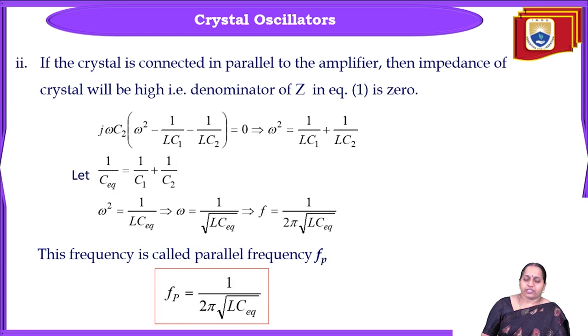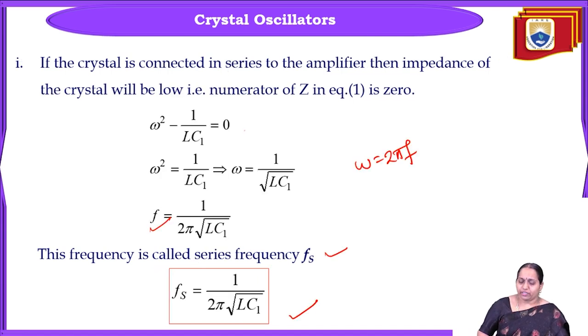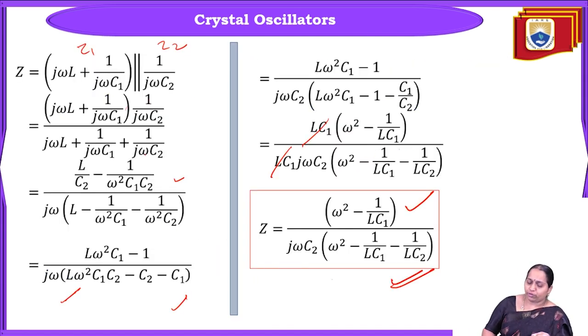Okay. Next we shall see, if the crystal is connected in parallel to the amplifier, then the impedance of the crystal will be quite high, assuming it to be infinite. It is possible when the denominator of the impedance is 0, because something divided by 0 gives you a large value, theoretically infinite. So now, equating the denominator of the impedance to 0, what is the denominator of impedance? j omega C2 into omega square minus 1 by L C1 minus 1 by L C2 equal to 0.